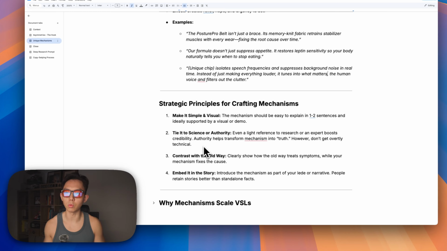Even a light reference to research or quoting an expert can boost credibility. If you have an expert spokesperson, that would be even better. So authority helps transform mechanism into truth. However, don't get overly technical.